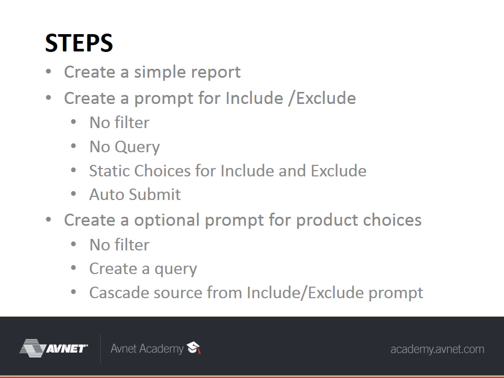So we will create a query because we do want to get the values from our database to show to the users all values which are available to us. Whether we include or exclude will come later. And this would be cascade source from the include exclude prompt. The reason for doing the cascade source would be that we only want to show the prompt from products to the user once he has made the selection he wants to include or exclude, because we want to show the proper prompt control to the user.